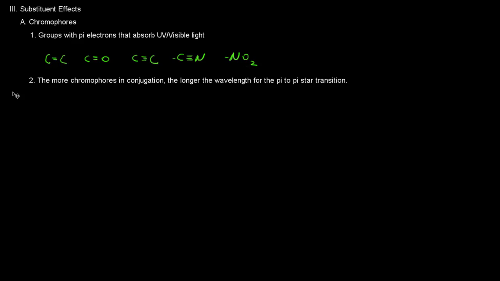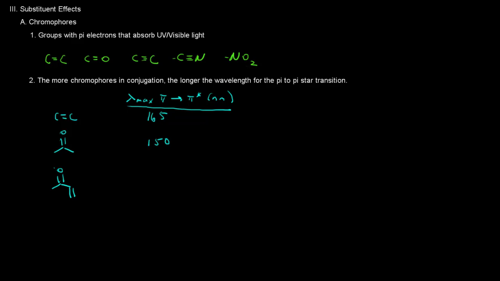To give you a few examples of that, we saw that the carbon-carbon double bond in ethene has a lambda max of 165 nanometers. Acetone, which has a carbonyl, has a pi to pi star lambda max of 150 nanometers. Now, when we put a carbon-carbon double bond in conjugation with the carbonyl, the lambda max of the pi to pi star transition moves out to about 240 nanometers.